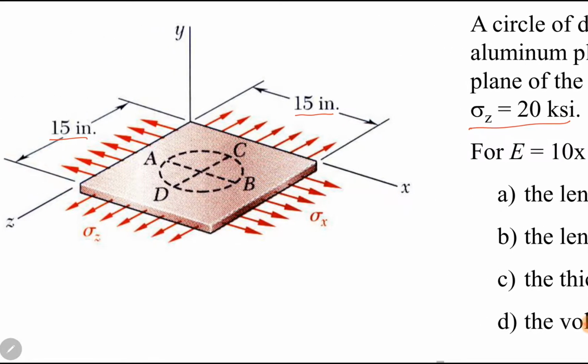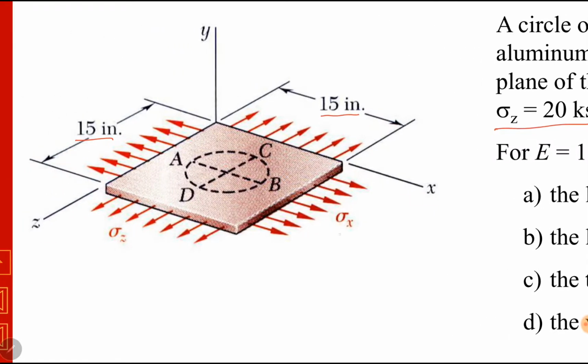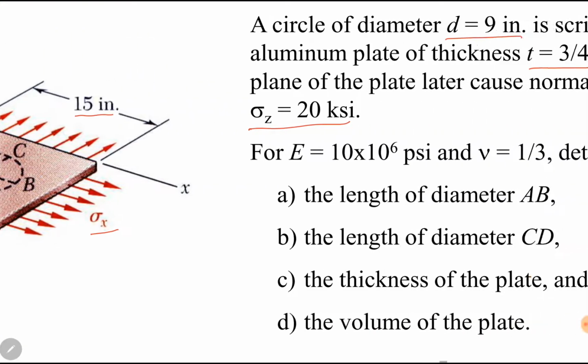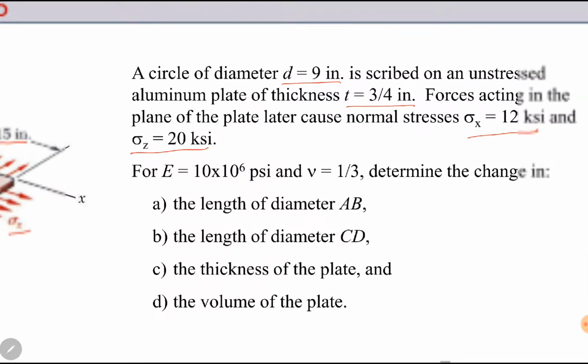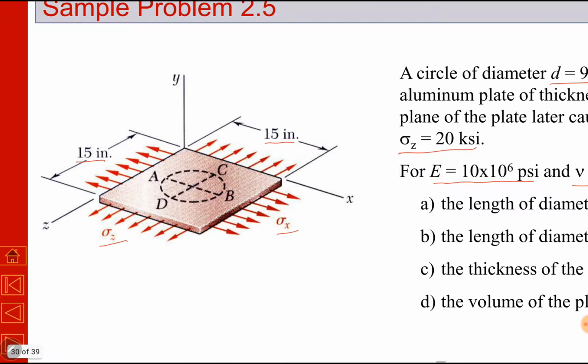The plate is stressed in x and z direction. Sigma x and sigma z are also given, 12 ksi and 20 ksi. The value of E, modulus of elasticity, is 10 to the power 6 psi. Nu is given, which is 1 by 3. Determine the change in the length of diameter AB. This one, change in length of diameter AB.